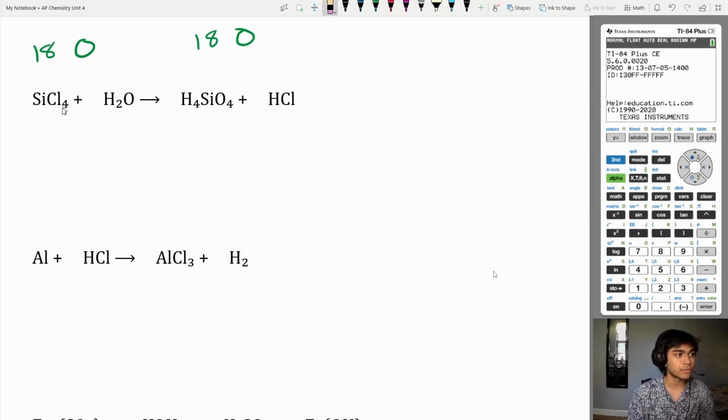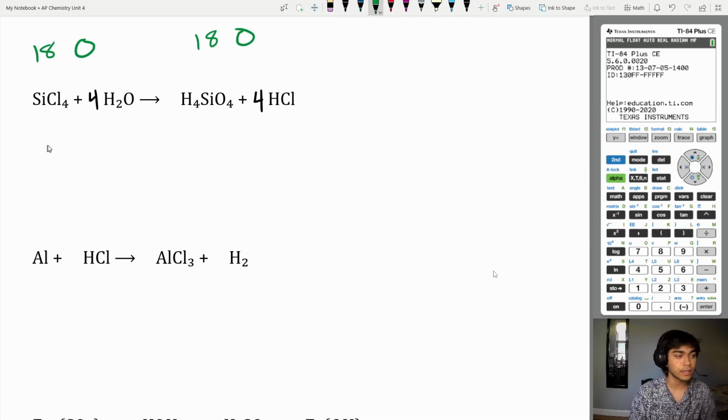There is 4 chlorines on the left-hand side and only 1 on the right-hand side. So we can balance that by adding a 4 on the hydrochloric acid here. Now, what this does is that it throws the hydrogen count out of balance. We have 4 hydrogens plus 4, 8 hydrogens on the right-hand side and only 2 on the left-hand side. And we can balance that by adding a 4 on the water here. And if you look, it's already balanced.